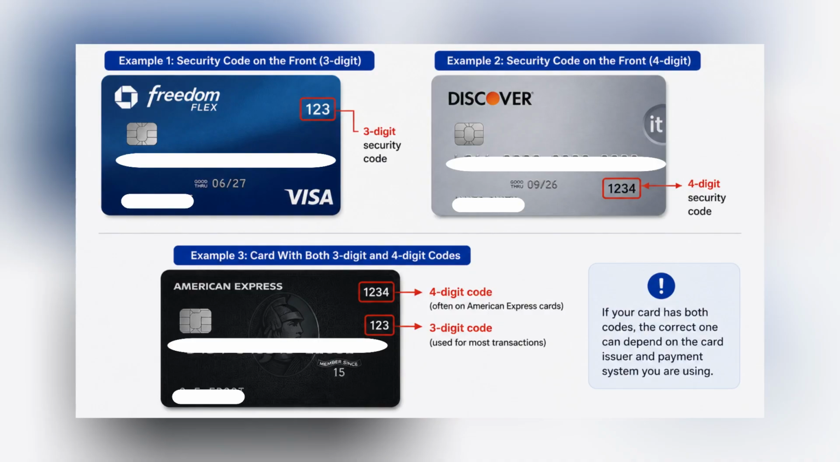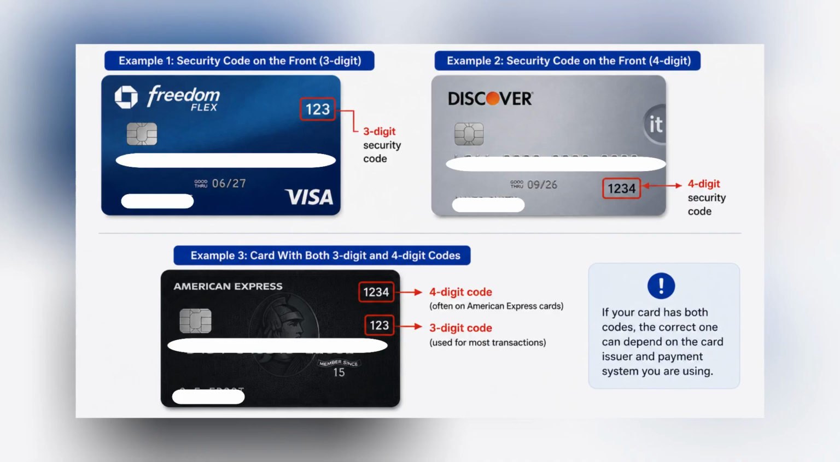Some cards may have the security code printed on the front of the card instead of the back. This is less common, but it does happen with certain card types. In some situations, you may also see both a 3-digit code and a 4-digit code printed on the card. If that happens, the correct code can depend on the card issuer and payment system you are using.